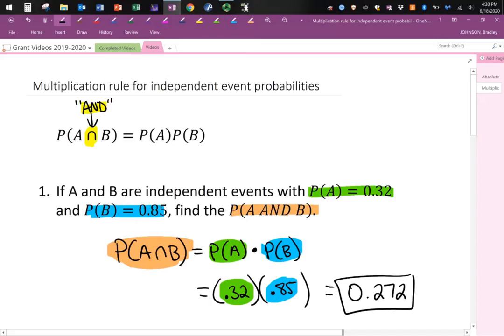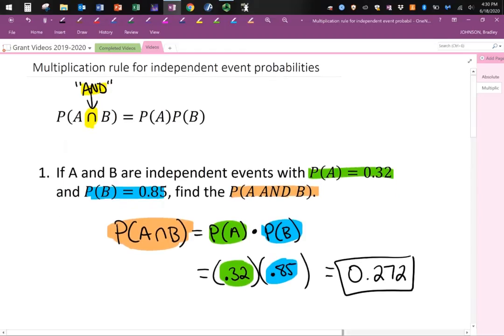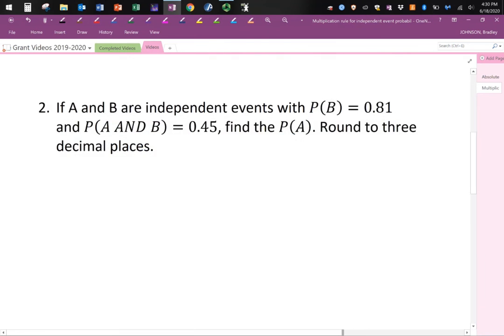Now we know that this is a correct answer because our probability must be between 0 and 1. If you get a number that's greater than 1 or a negative number, then you know that you have to check something out. Next question.